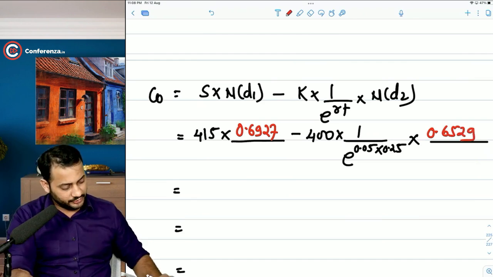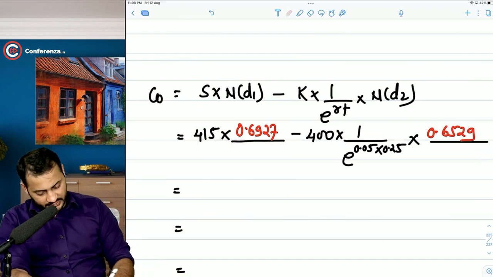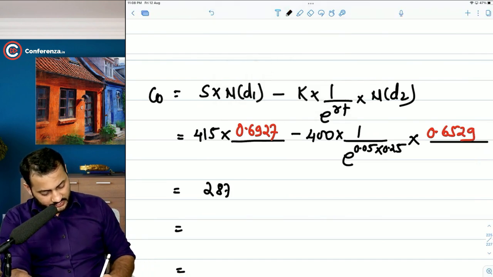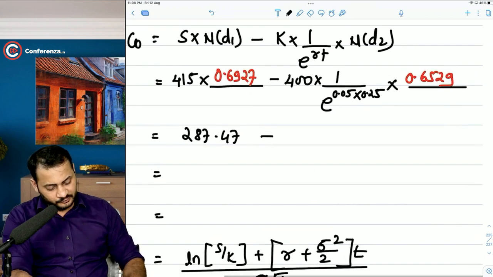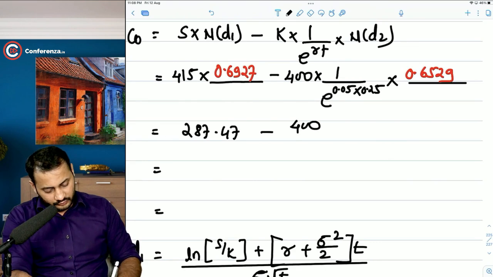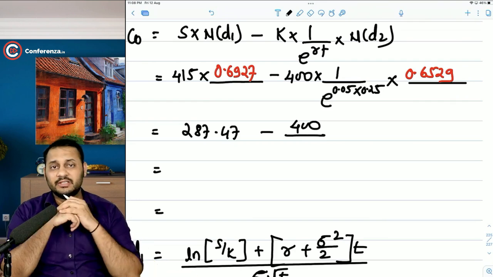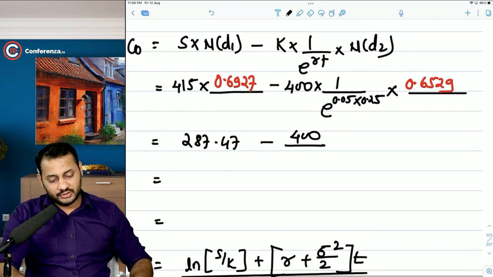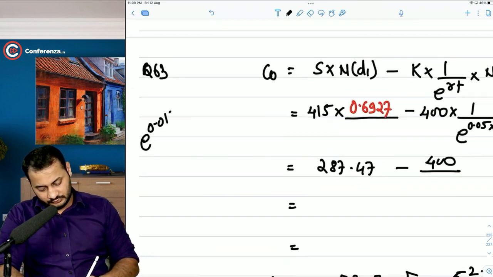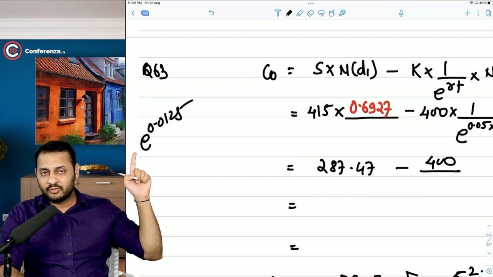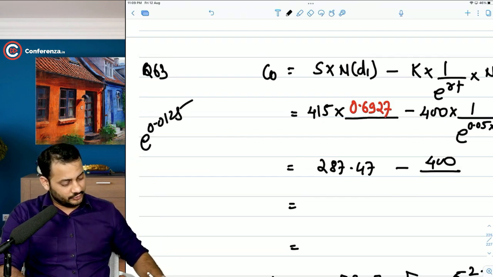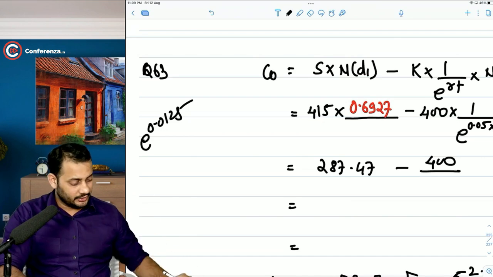Okay, let's solve this question. Now it's very easy for us. That's 287.47 minus 400 divided by, how do we calculate the value of E? 0.05 into 0.25, that means 0.0125. Put 2.7183 on the calculator and press the square root button 12 times. Let's do that. Then minus 1, multiplied by what is there in the power plus 1, and then into equal to 12 times.